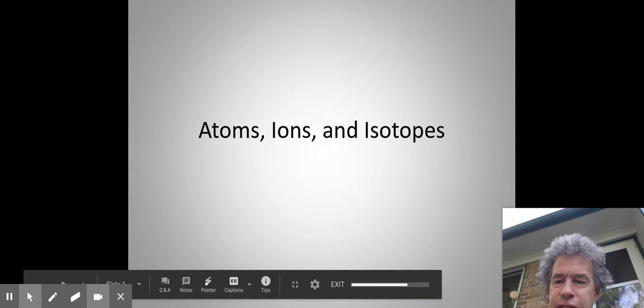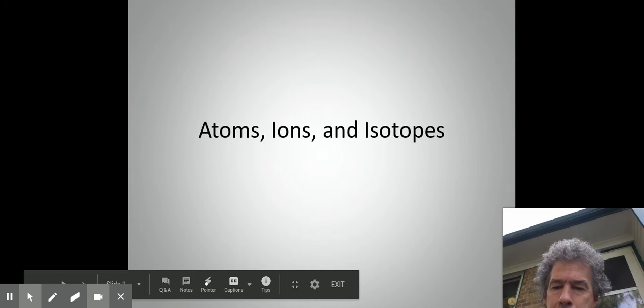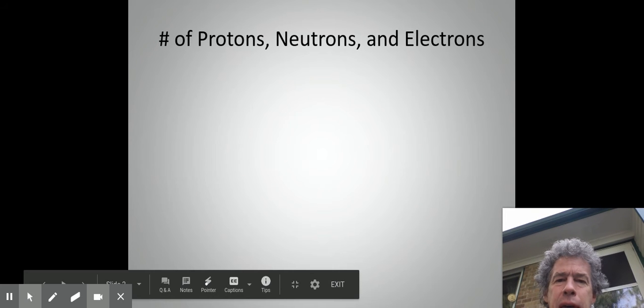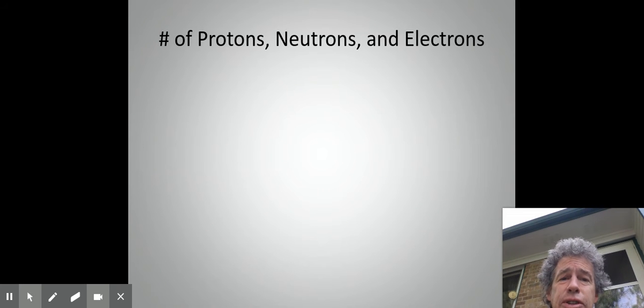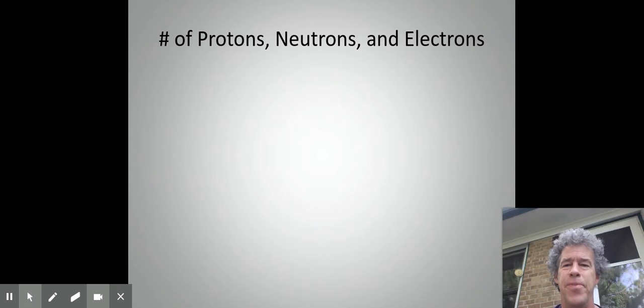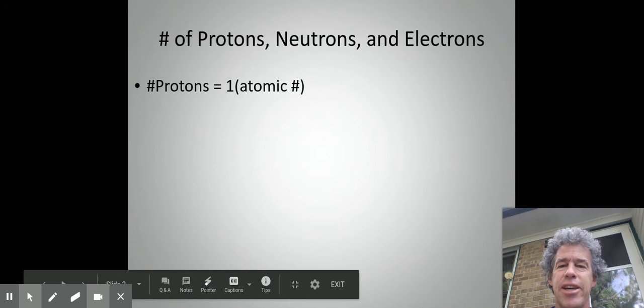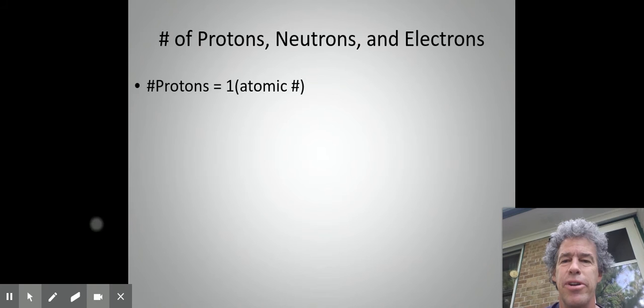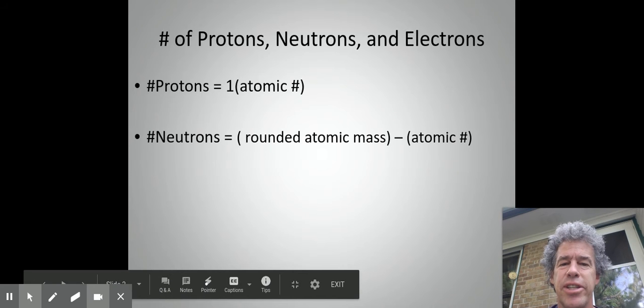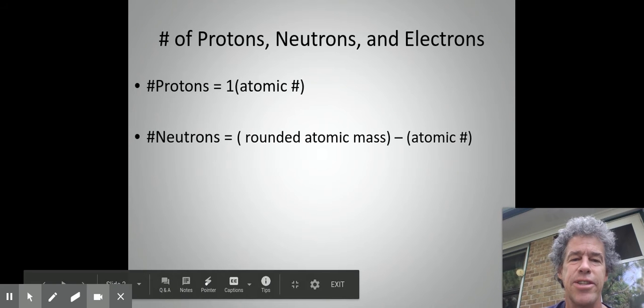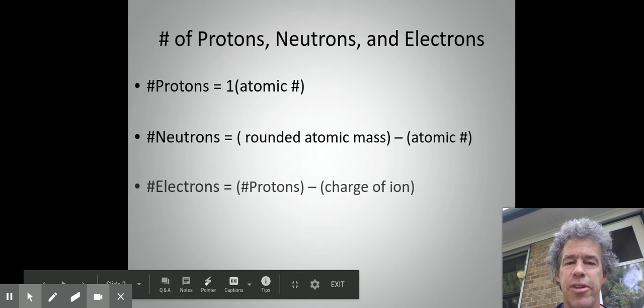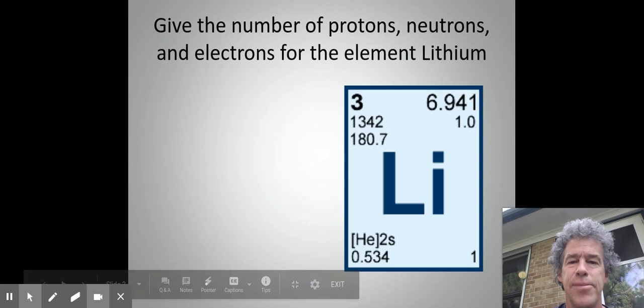Hey, I thought today that I would talk about atoms, isotopes, and ions. When you're looking at atoms, isotopes, and ions, the basic building blocks of them are protons, neutrons, and electrons. The number of protons can be read on the periodic table by the atomic number. The number of neutrons is the rounded atomic mass. The number of electrons is the number of protons minus the charge of an ion.